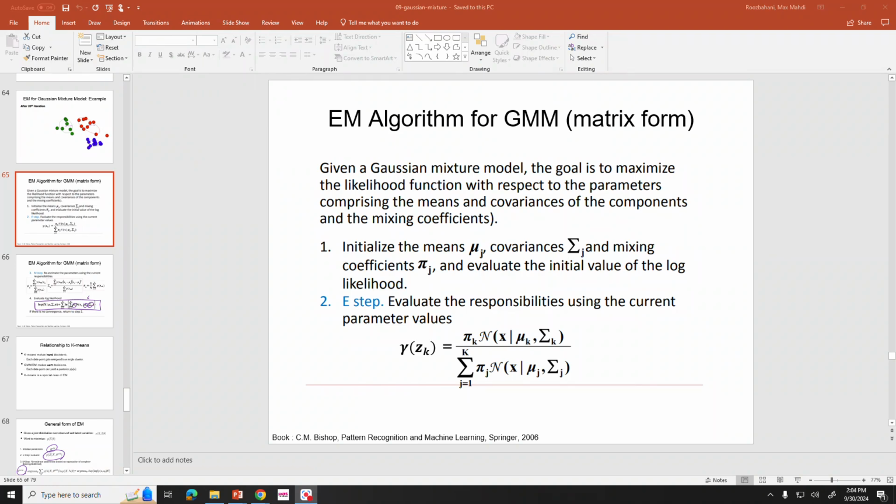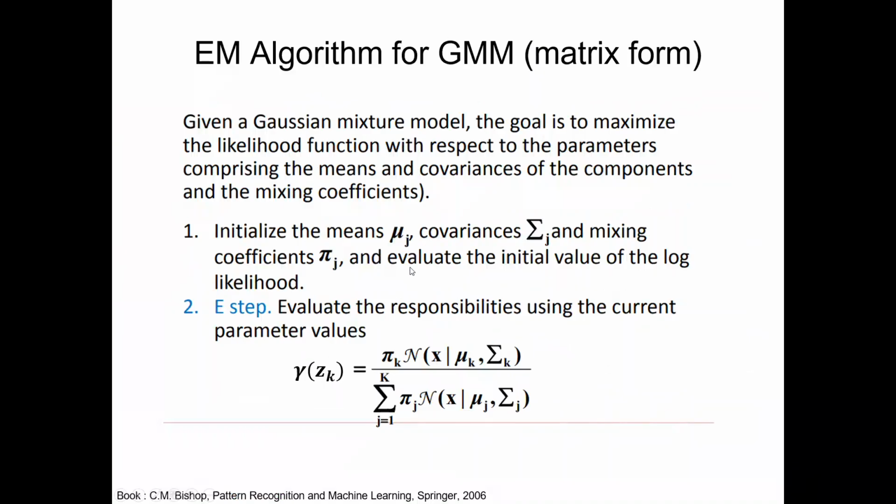Okay, let's start. So in GMM, we initialize the parameters. What are the parameters of a GMM model? What parameters do we have there? Yes. Mu, sigma, and pi.